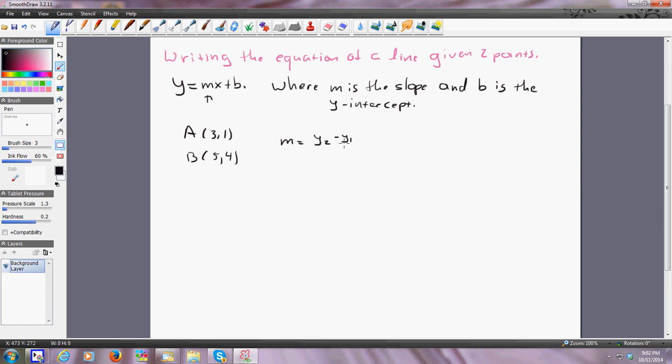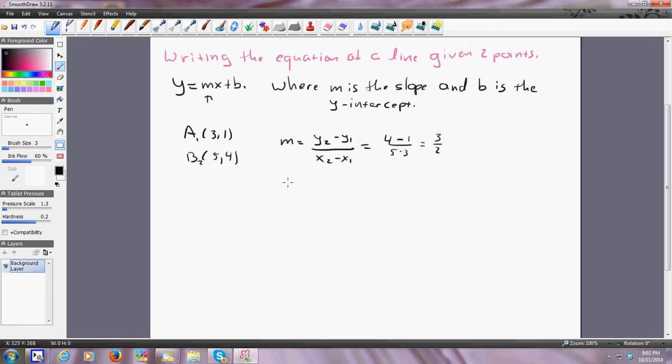You'll recall that the slope formula is y2 minus y1 over x2 minus x1. I'm going to let this be my second point, and I'm going to let this be my first point. So I'm going to say 4 minus 1 over 5 minus 3 equals 3 over 2. So my slope is 3 halves.